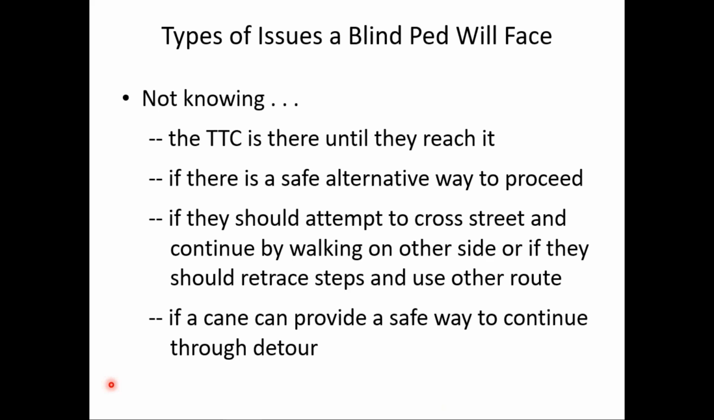They don't know, is there a safe alternative way to proceed, or do they have to go back and recalculate their trip? And if they do attempt to cross the street and walk on the other side of the street, what's involved with that? What are the traffic conflicts? They don't know those things. And can a cane provide a safe way to continue through the detour? Remember, if you're using a cane, they need to rely on detectable edges, those shorelines I talked about, and those might not always be present.